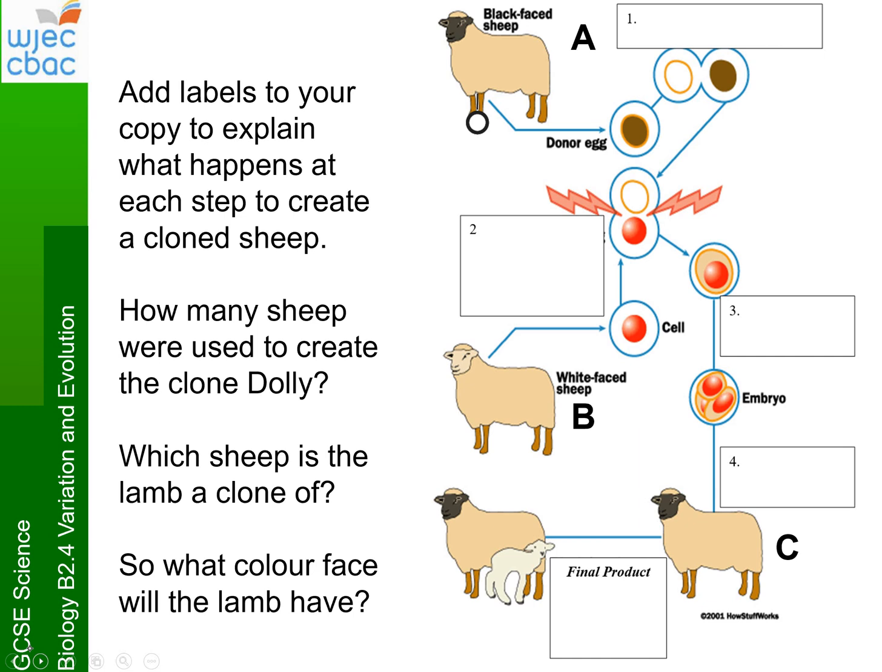They don't start at the top of the page, okay? They're at the side of the page, but it is exactly the same process. I want you to add labels to your copy to explain what happens at each step to create the cloned sheep. I also want you to use the video that you watched on Cloning Dolly, the animation, to tell me how many sheep were used to create the cloned Dolly, which sheep the lamb is a clone of, and what colour face the lamb will have, okay? So make sure you use that important information in your diagram here. So pause the video and have a go at answering those questions and completing the boxes.